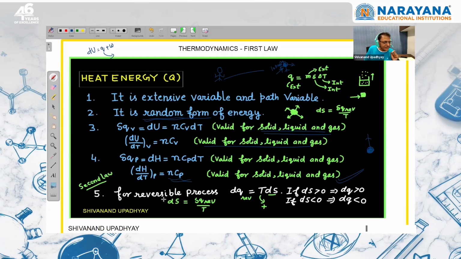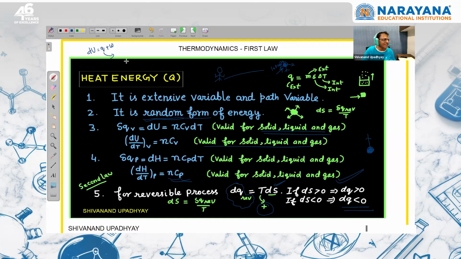Now when we are relating entropy, how do we define it? Entropy change is dq reversible upon T. So dq reversible is TdS. Temperature in Kelvin is always positive, so the sign of heat energy in a reversible process can be predicted with the sign of entropy change. If entropy change is positive, we'll say that heat is given to the system. If entropy change is negative, we say that heat is given by the system.